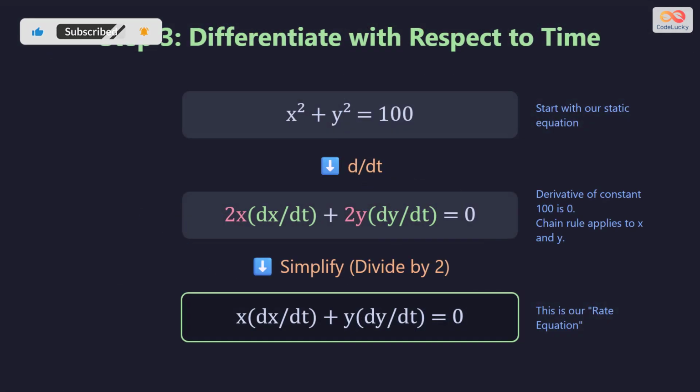Now for the calculus part. We differentiate both sides with respect to time. The derivative of x squared is 2x times dx/dt, the derivative of y squared is 2y times dy/dt, and the derivative of the constant 100 is 0. We can simplify this by dividing everything by 2 to get our final rate equation.